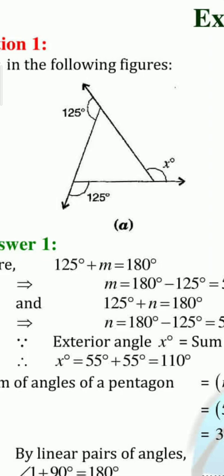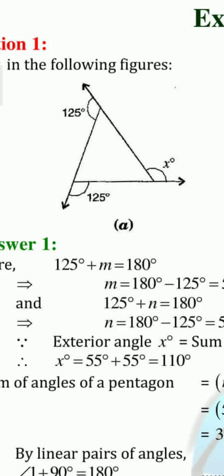125 plus 125 is what? Yes, 250. 250 plus x is equal to 360 degrees. That is, x is equal to 360 minus 250. So the answer you get is 110. So this is one simple way to do this sum.